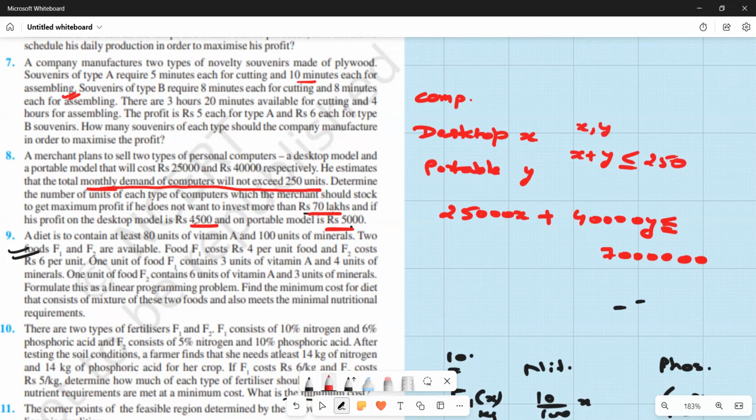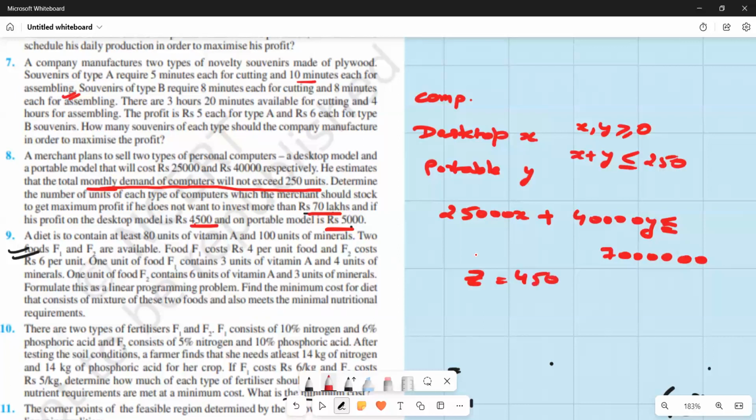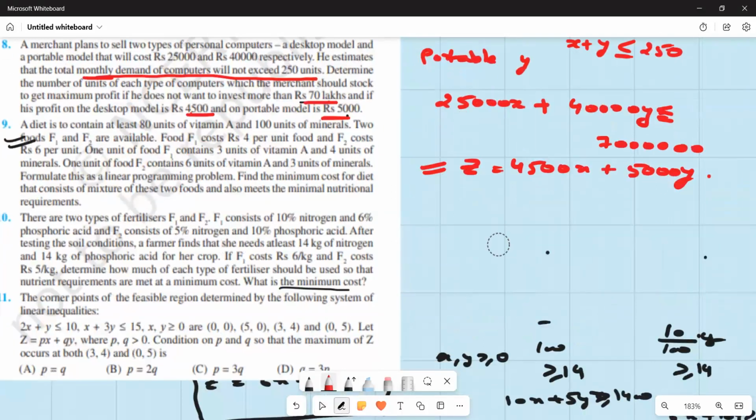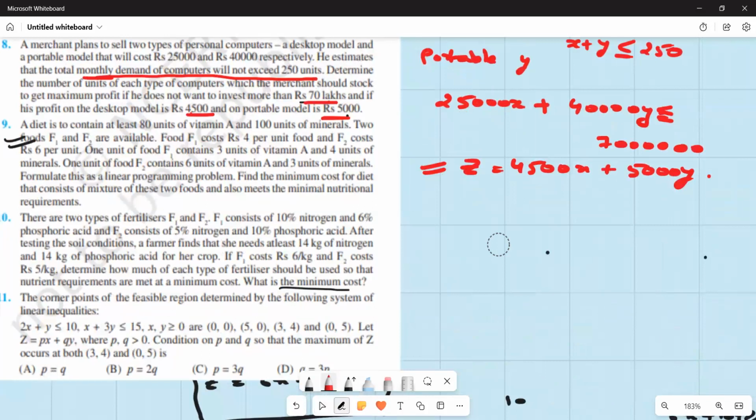x, y are positive. And what will be the Z function? Z function is on the profit. Z is equal to 4500x plus 5000y. Right? So you have to maximize the profit. So you have to find the maximum value of this. Next, this is food type again, vitamins and minerals. So please try this also.